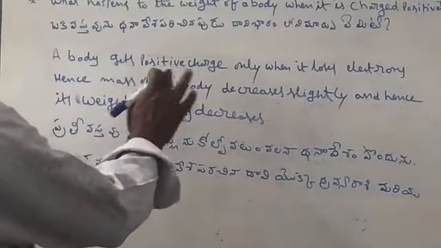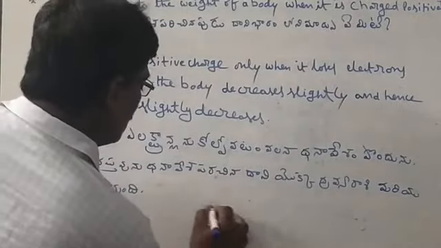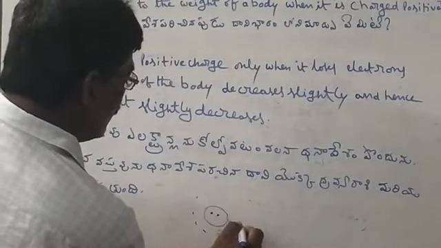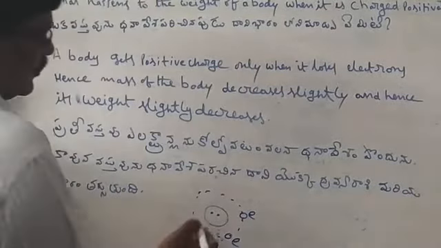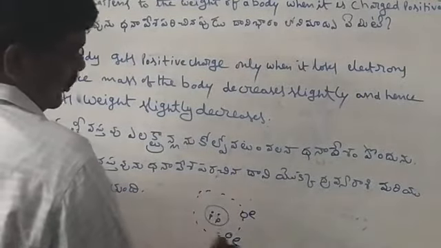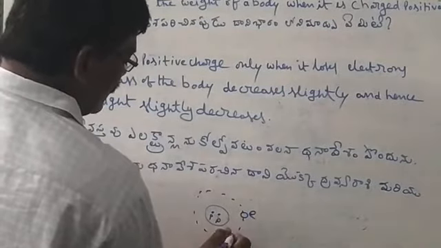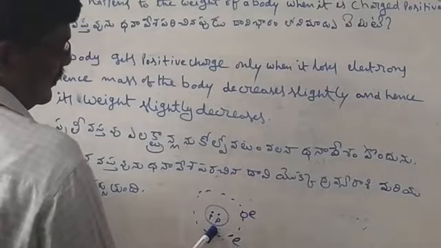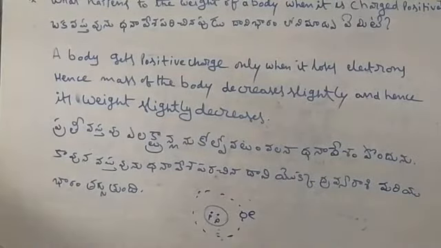A body gets positive charge only when it loses electrons. Suppose there are 2 protons and, in the outermost orbital, 2 electrons. 2 protons, 2 electrons, that's why this body is neutral. Suppose we remove 1 electron. In this atom, 2 protons and 1 electron. That's why it has a dominating positive charge.